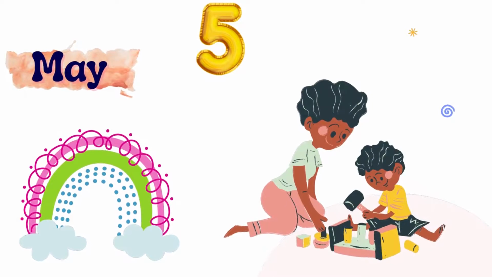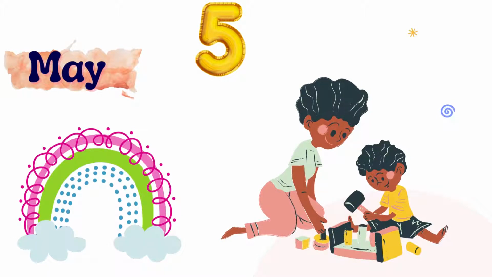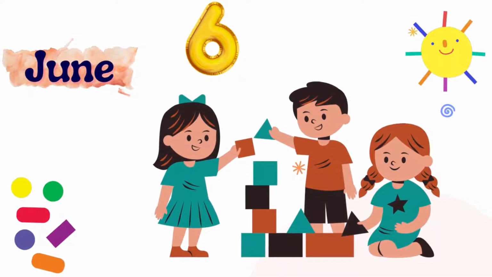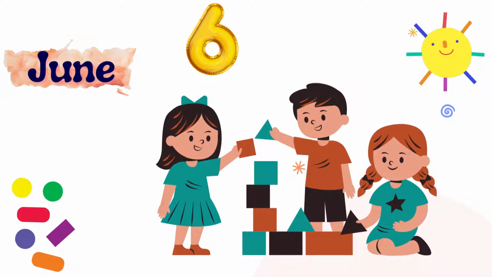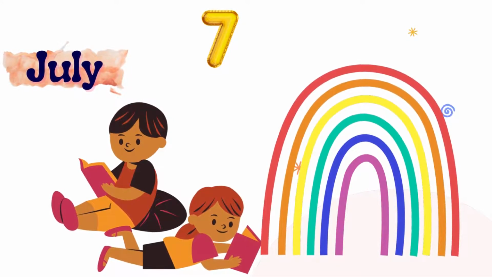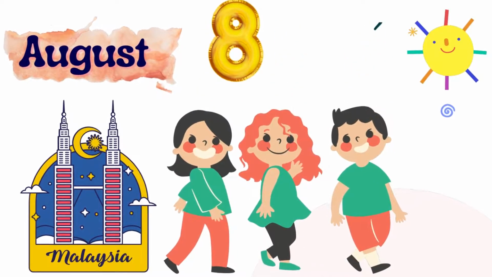The fifth month of a year is May. Say with me, May. M A Y. May. Good job. The sixth month of a year is June. Say with me, June. J U N E. June. Well done. The seventh month is July. Say with me, July. J-U-L-Y. July. Good job.